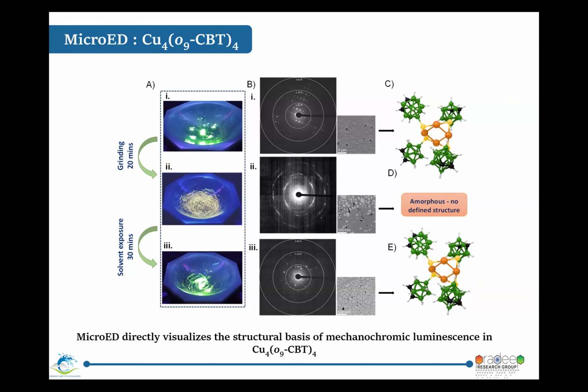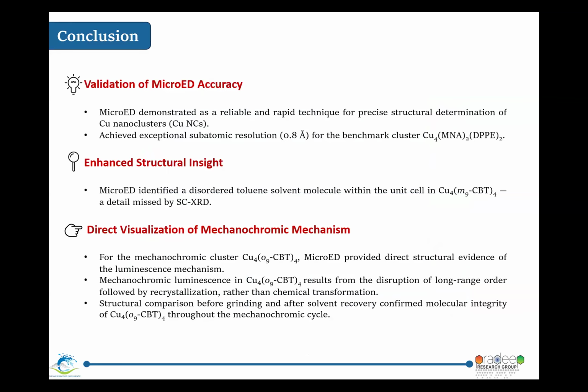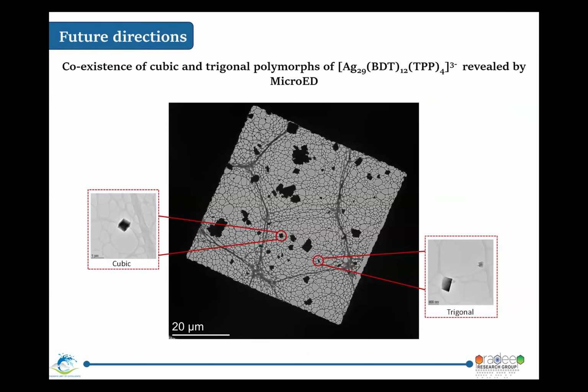Regarding your future direction, you are saying that in a single grid you have two types of polymorph. Are these polymorphs forming on your grid, or are they already formed in the crystallization vial? It is already formed in the crystallization. It is not formed on the grid.